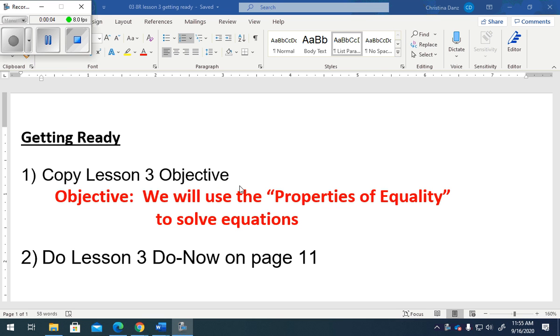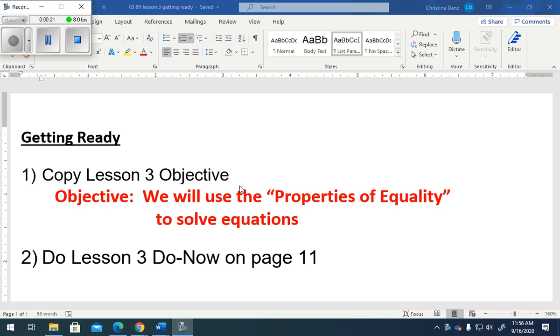So we're on lesson 3. I'm hoping you're getting used to this class, right? You have to write down the objective on the lines. Again, we're using those fancy words about properties of equality. Properties of equality really mean whatever you do to one side, you have to do to the other.